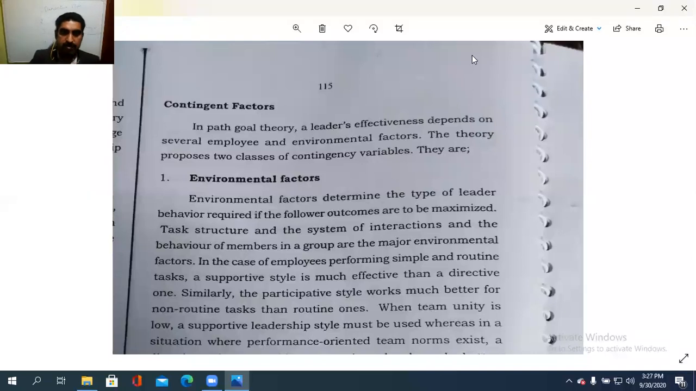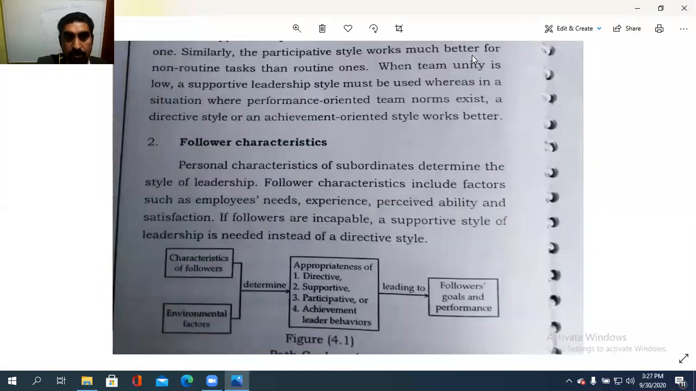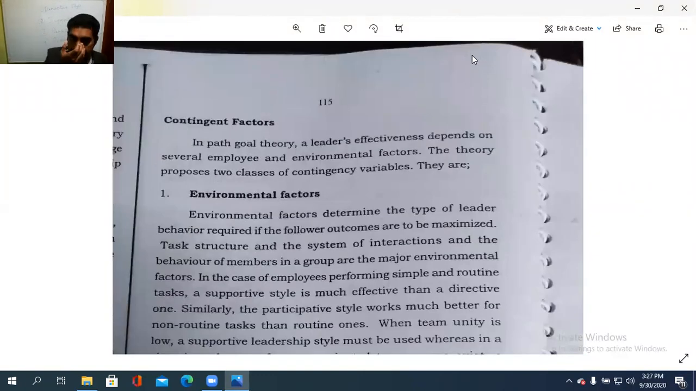So in continuation with that, the contingent factors are there. In path goal theory, a leader's effectiveness depends on several employee and environmental factors. This theory proposes two classes of contingency variables: environmental factors and situational factors or follower characteristics. Environmental factors determine the type of leader behavior required if the follower outcomes are to be maximized.